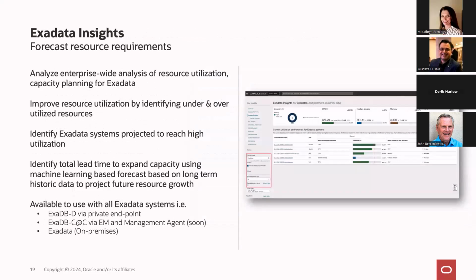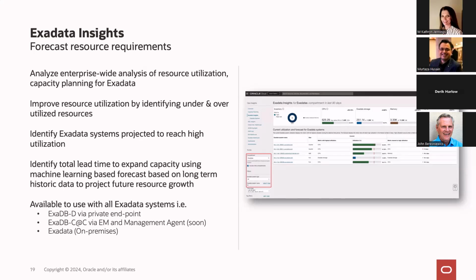Moving on, Exadata Insights. So this is pretty much looking at capacity planning from an Exadata system perspective. Again, the use cases are similar in terms of looking at the capacity planning and looking at historical data and providing forecasting and trending on top of that.